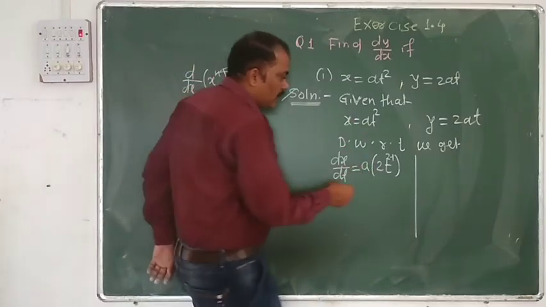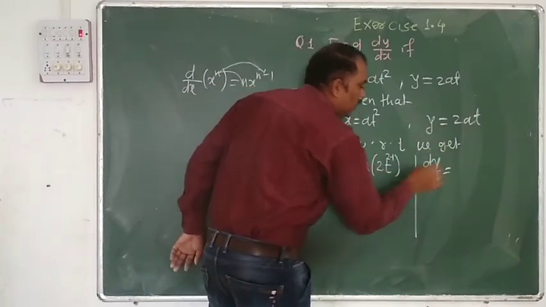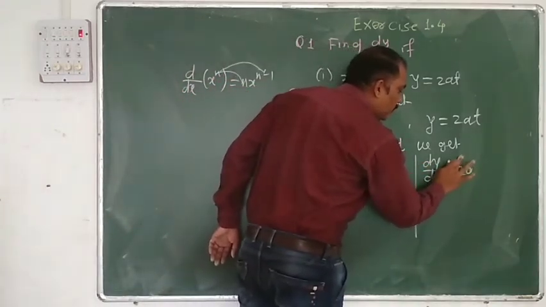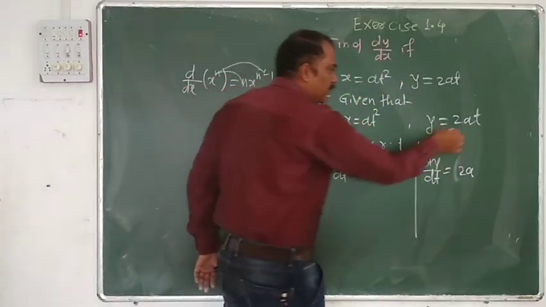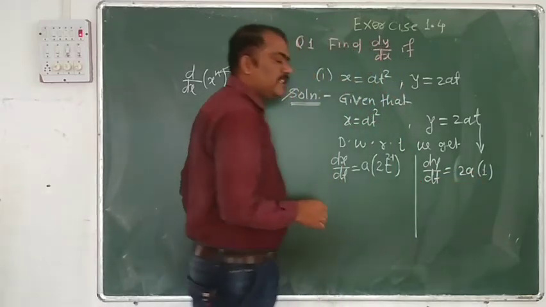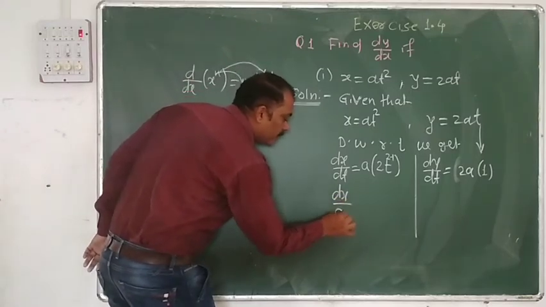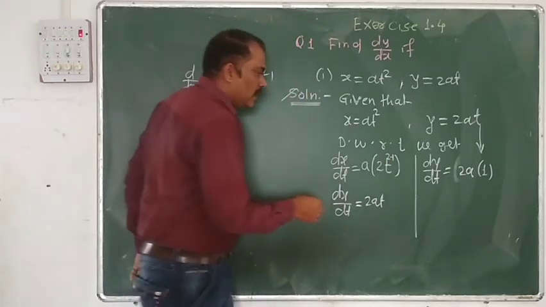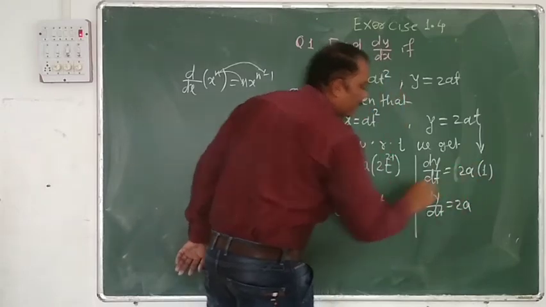Also we differentiate y with respect to t, which is nothing but dy by dt. Here 2a is a constant, so we take it outside the derivative. Now the differentiation of t with respect to t is nothing but 1. So we can write dx by dt is equal to 2at. 2 minus 1 is nothing but 1. Here dy by dt is nothing but 2a.